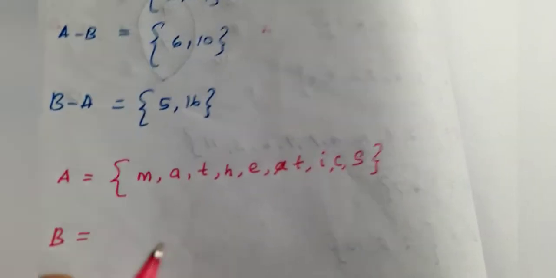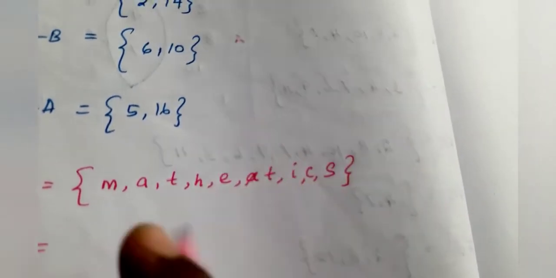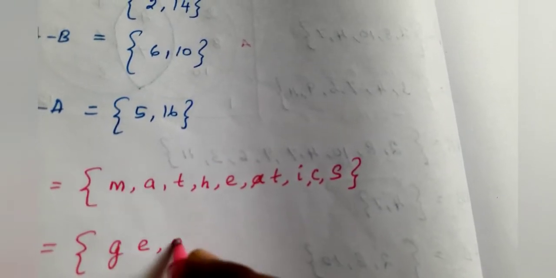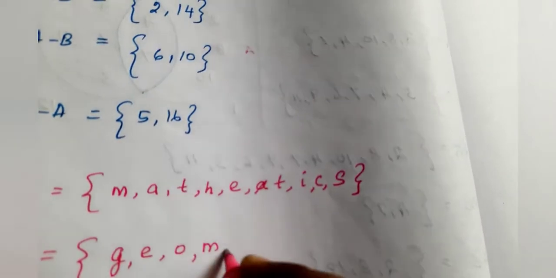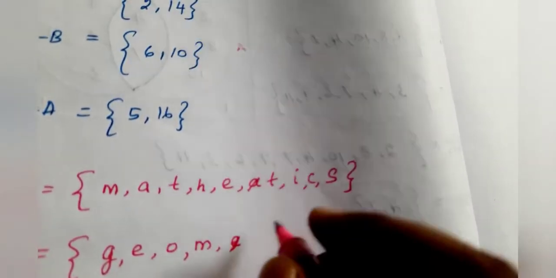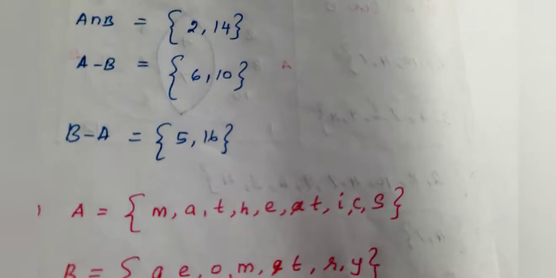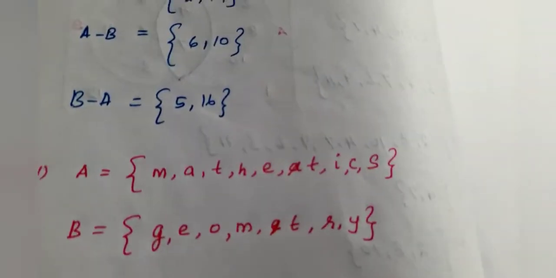Next, set B is the set of all letters in the word geometry. So G, E, O, M, E. Here E is repeating again, so no need to write. T, R, Y. So these are the elements of set B.